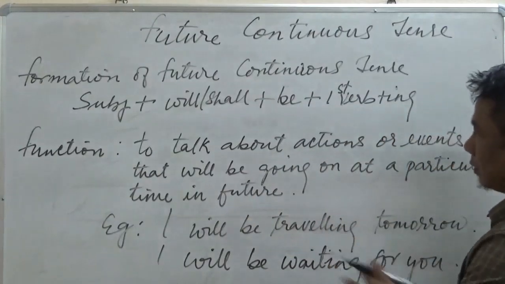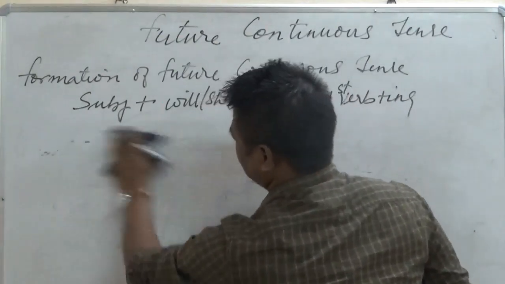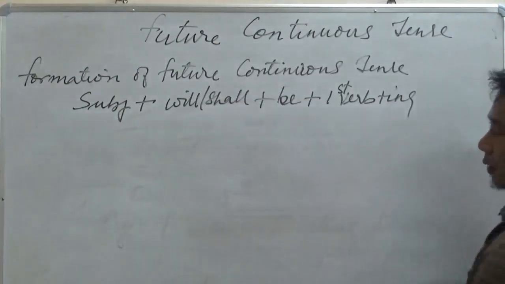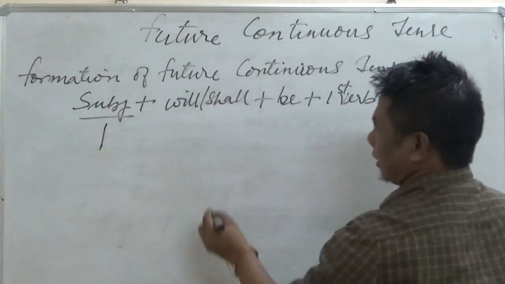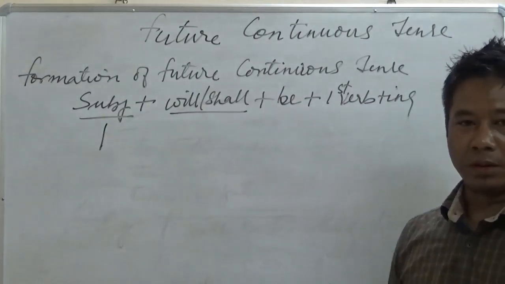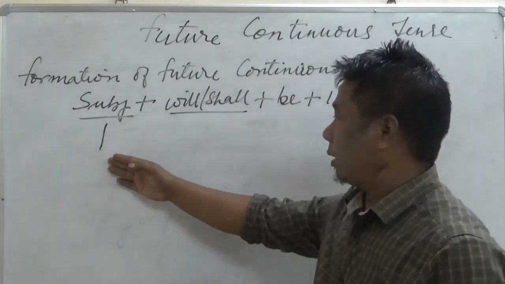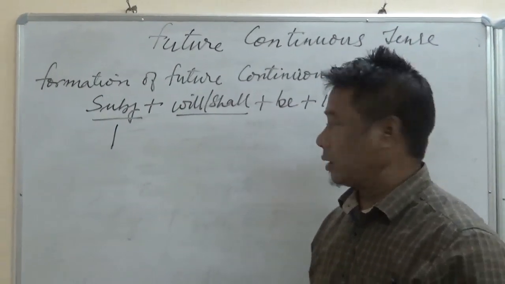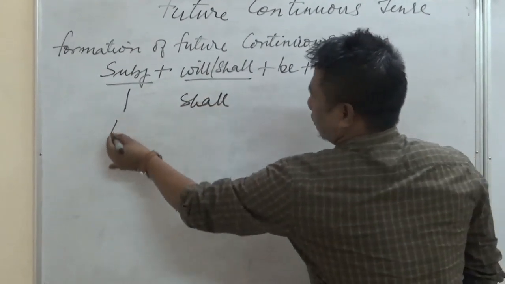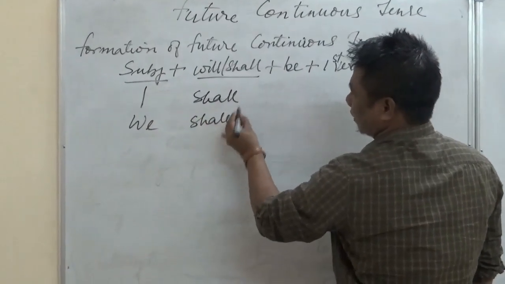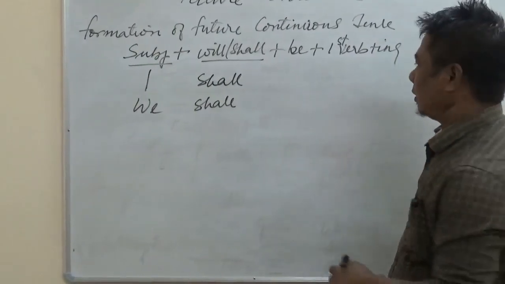We'll go into detail on the sentences, the different kinds of sentences. Sentences from the future continuous tense alone. So, for the subject, let's use I again. Now, according to the rules of the grammar, here we can see will is used with the subject I, but according to the rules of the grammar, with I and we, shall is used.